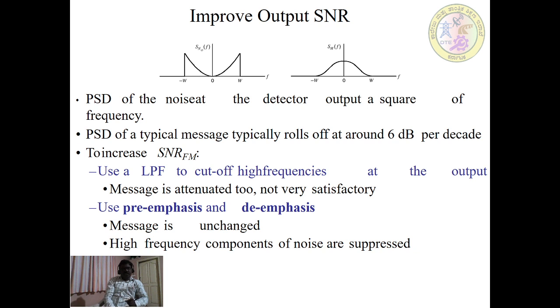The power spectral density of a typical message typically rolls off at around 6 dB per decade. To increase the signal to noise ratio of FM, use a low pass filter to cut off the high frequencies at the output, but the message is attenuated too, which is not very satisfactory. So to avoid this, we are going to use pre-emphasis and de-emphasis, where the message remains unchanged and high frequency components of noise are suppressed.